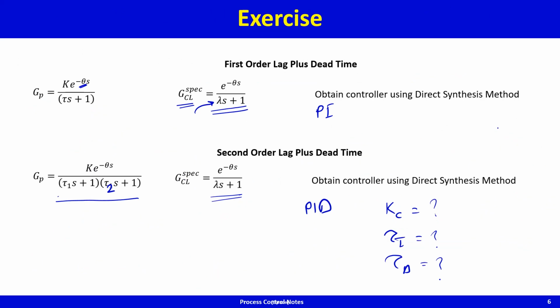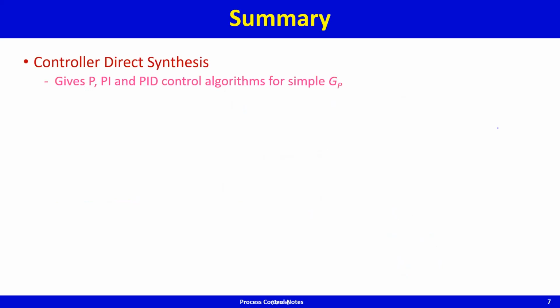And with this we come to the end of this lecture, or we come to a stage where we can summarize what we have learnt. So in summary, the direct synthesis method, when applied to simple process transfer functions such as an integrator, a first order lag or a second order lag, results in the P, PI and PID control algorithms. That's what we've seen.